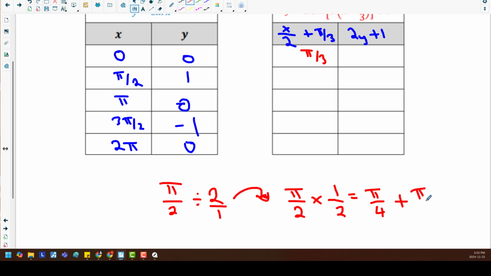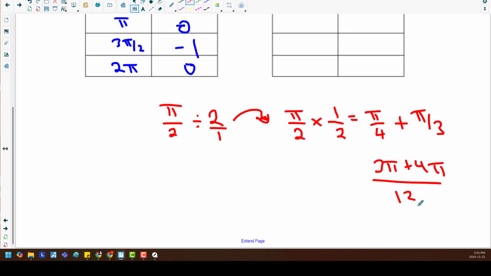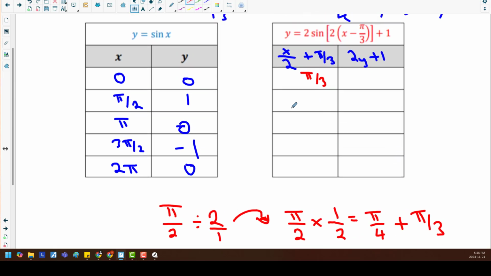Now we're going to add pi over 3. And what is pi over 3 plus pi over 4? Plus 3 pi plus 4 pi. I'm just going to do crisscross applesauce, like 3 cross multiply 3 pi, 4 pi, and 4 times 3 is 12. So common denominator, that's 7 pi over 12. And is that right? Should be right. 7 pi over 12.